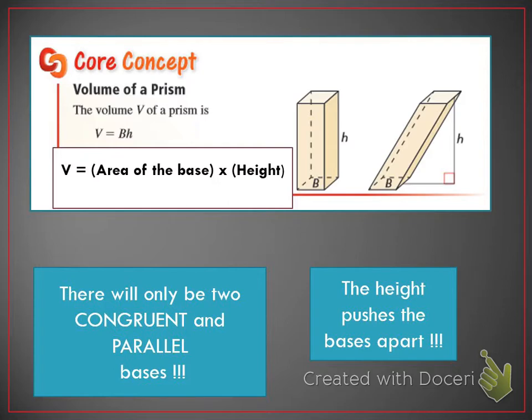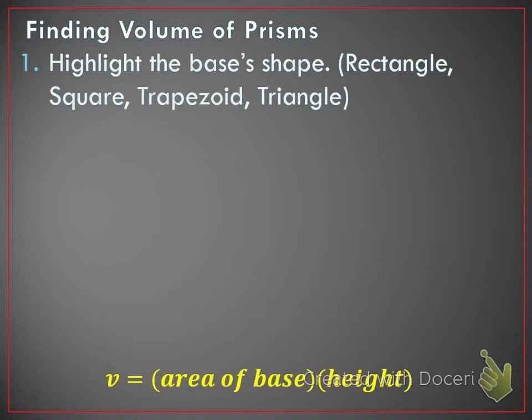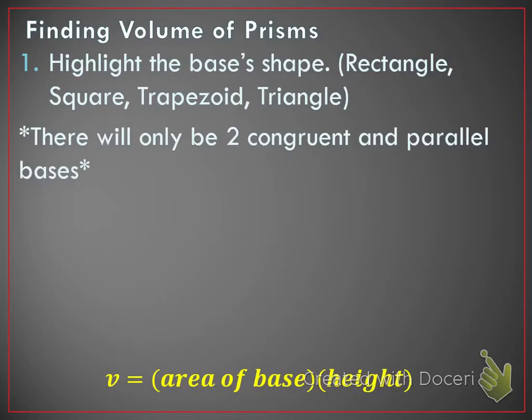That's why you have a highlighter. It's really easy to see in a picture when you highlight the 2 bases, because what's unhighlighted will be the height. Okay? Finding the volume of a prism. Stay on this page. We have not turned yet. Just finding the volume. I want you to first highlight when we get to it. It just makes it so much easier to see where that height is. Remember that there are only 2 congruent and parallel bases. So if you highlighted more or less, you did not highlight the 2 bases.